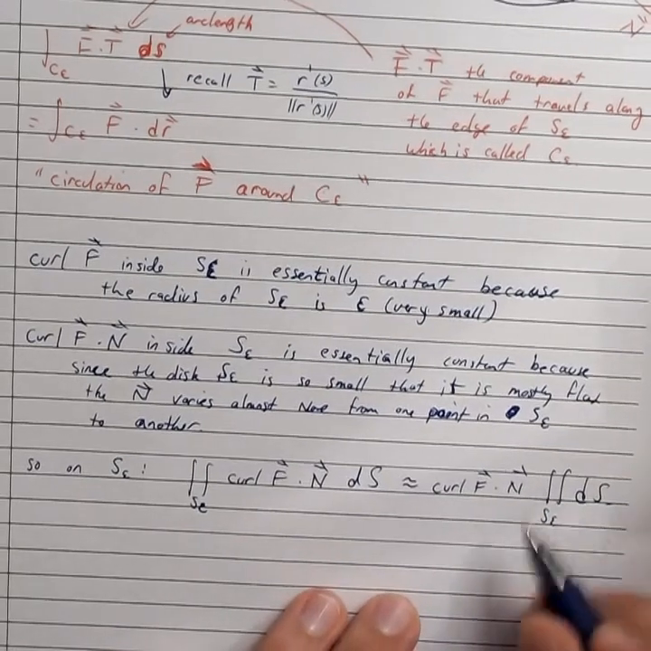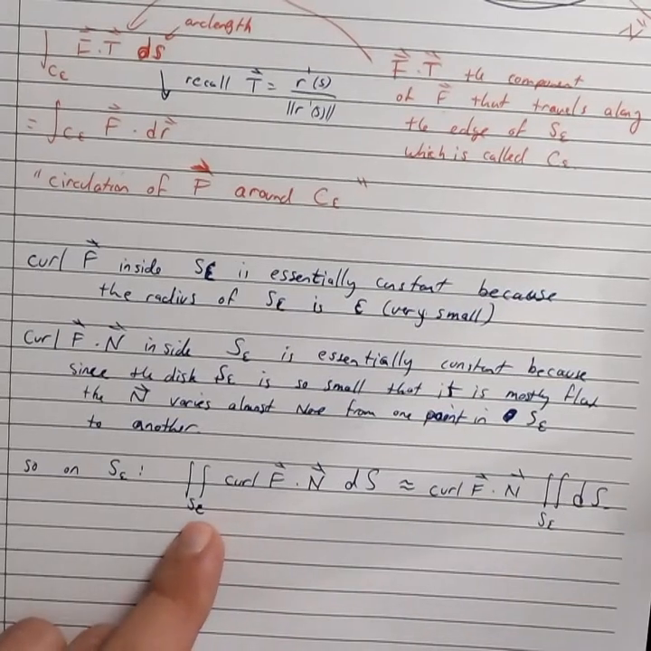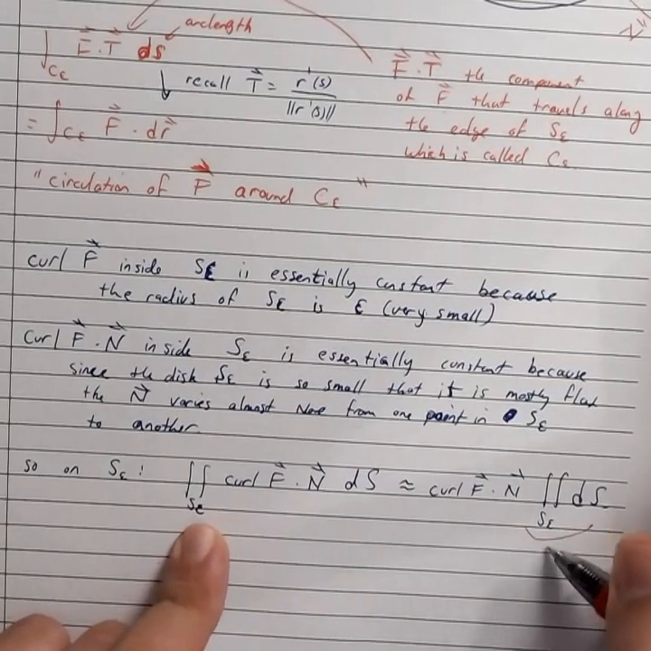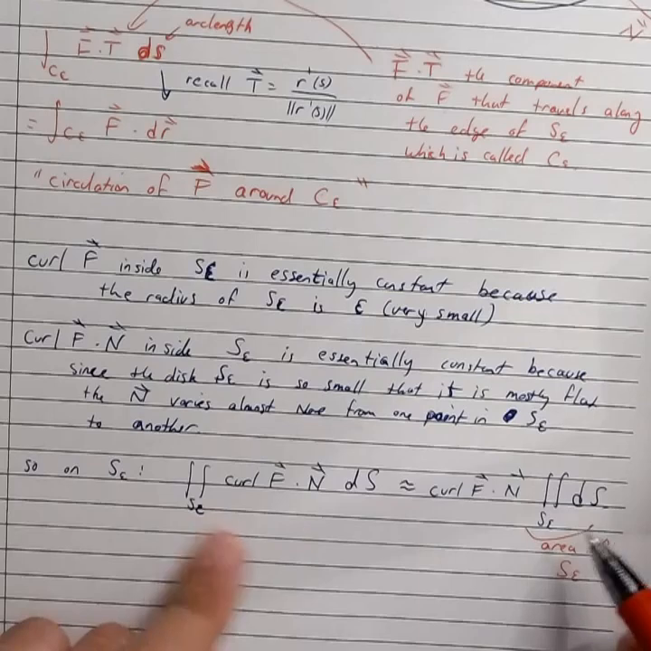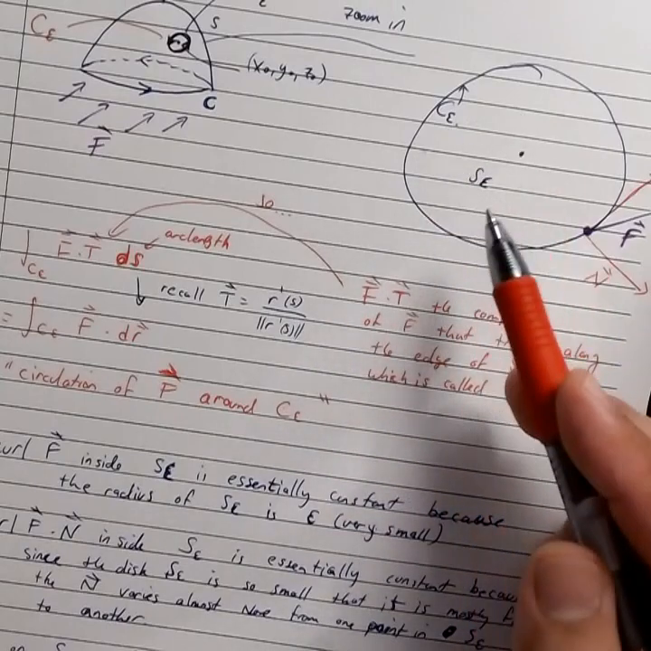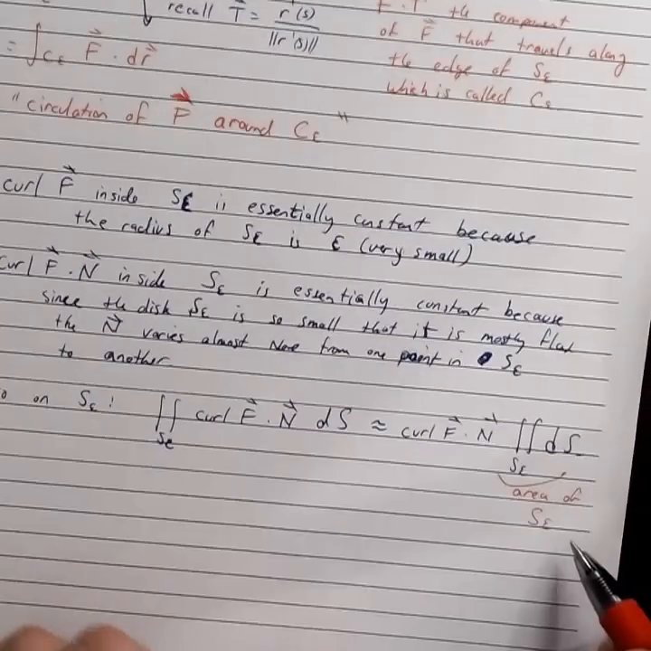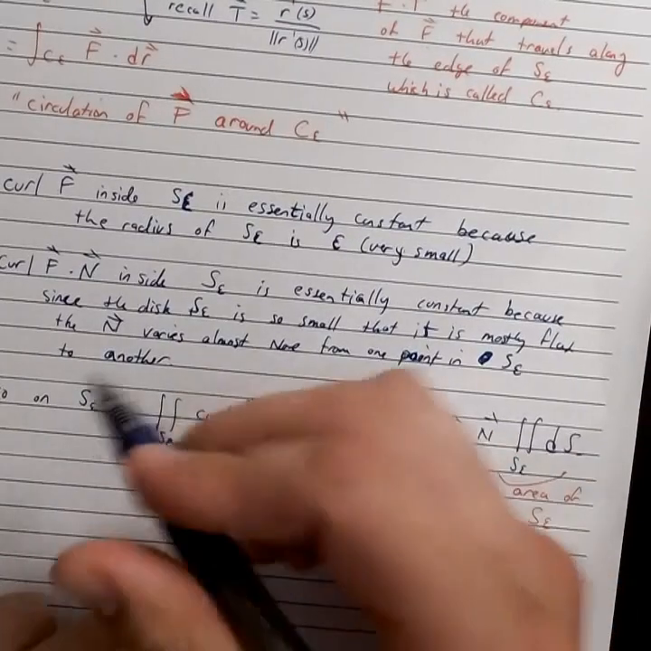But notice, this right here is just the surface area of my little S sub epsilon. You say, well, you said it's a surface area. Yeah, but this thing's basically flat. So when something's flat, the surface area is just the area. Oh, so that's just the area of a disk.